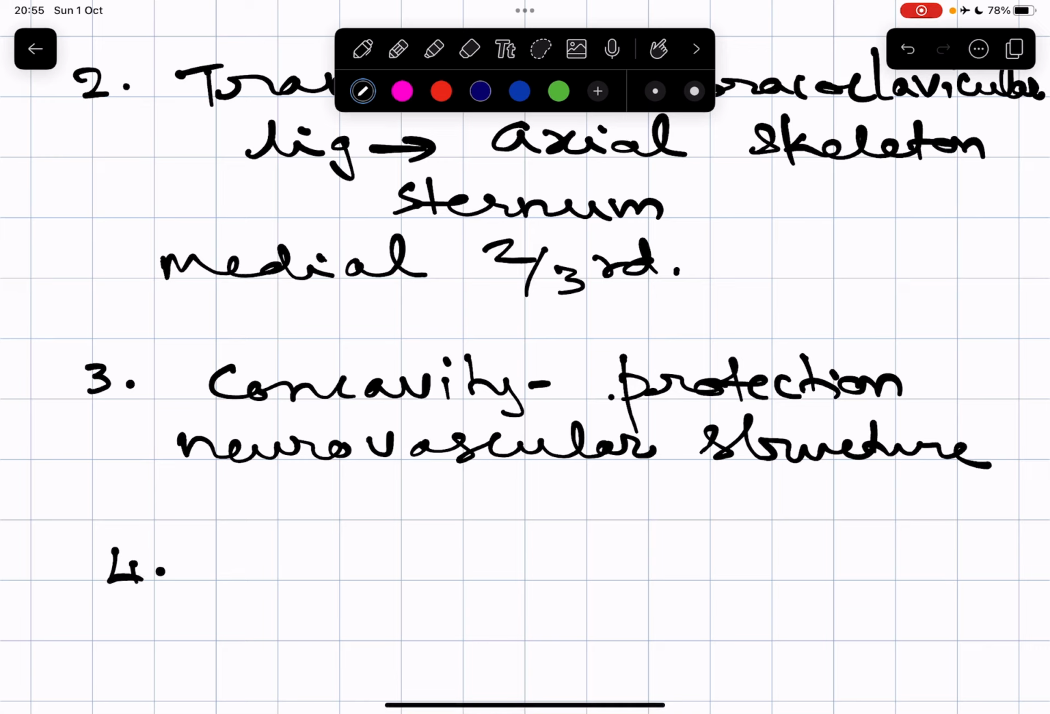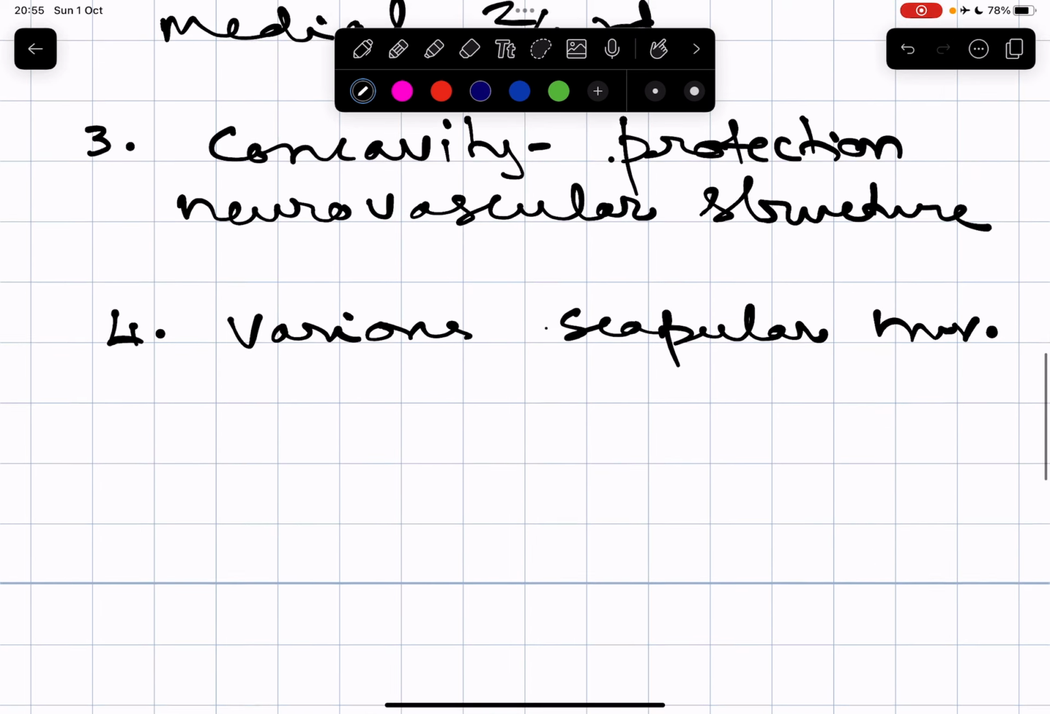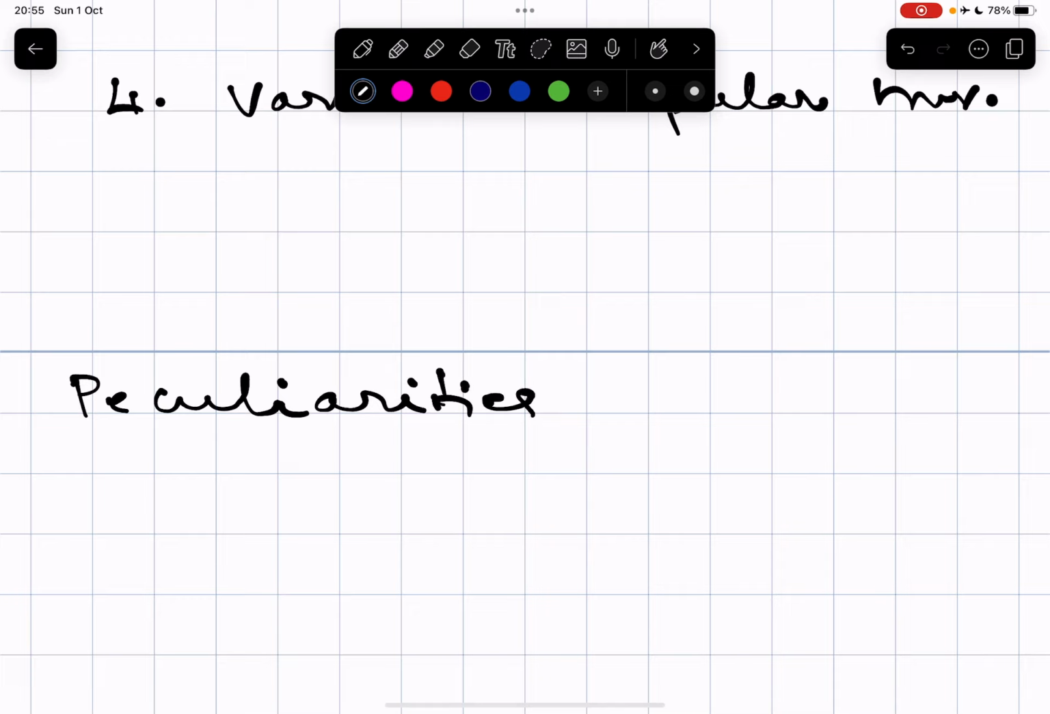Also, the clavicle helps in the various scapular movements. So these are the basic functions of the clavicle. Now let us talk about the peculiarities of the clavicle. The clavicle is a special bone, and its speciality is discussed under this topic, the peculiarities.